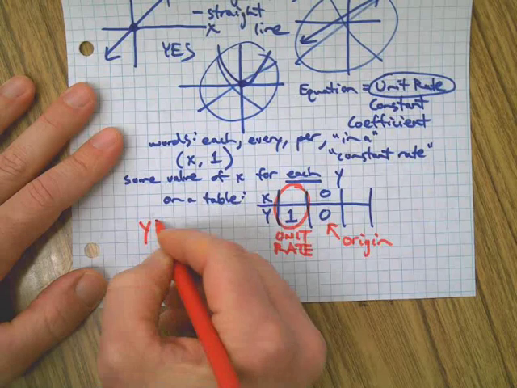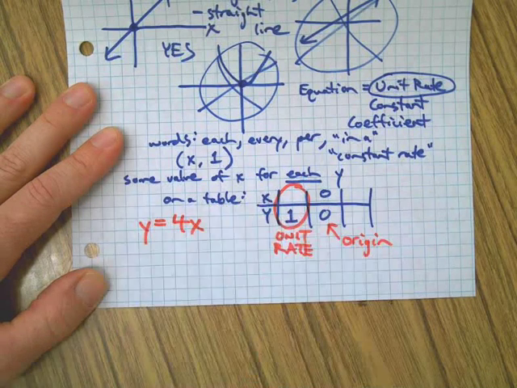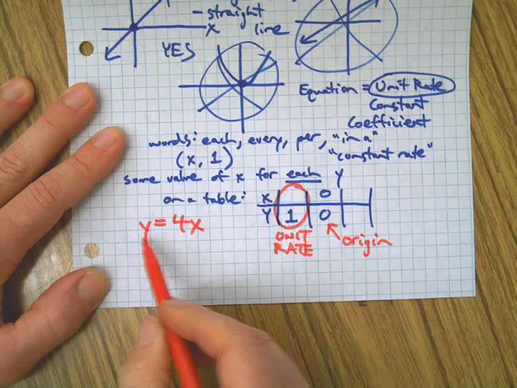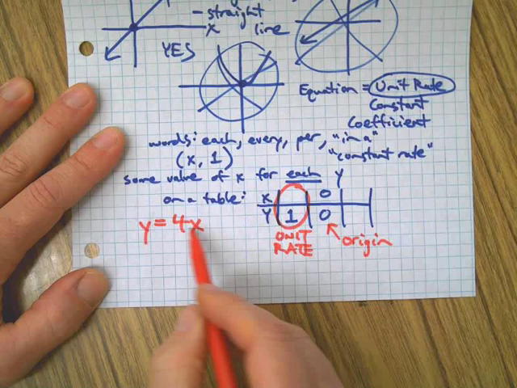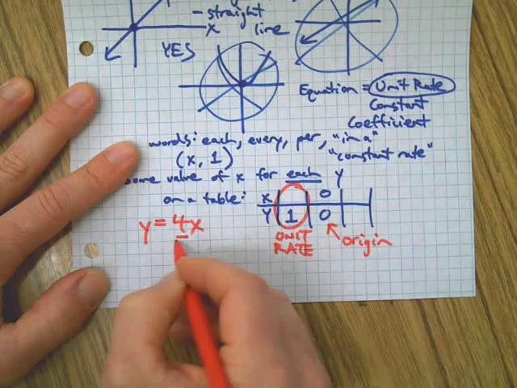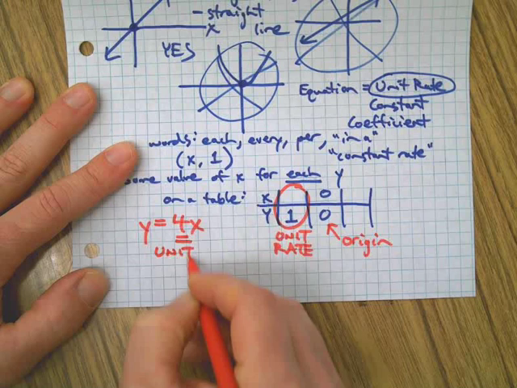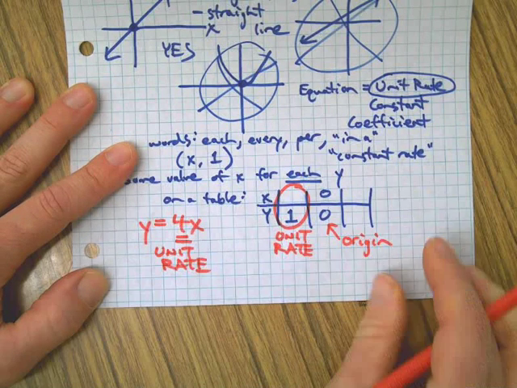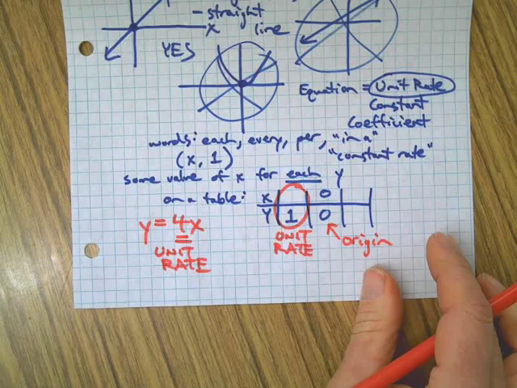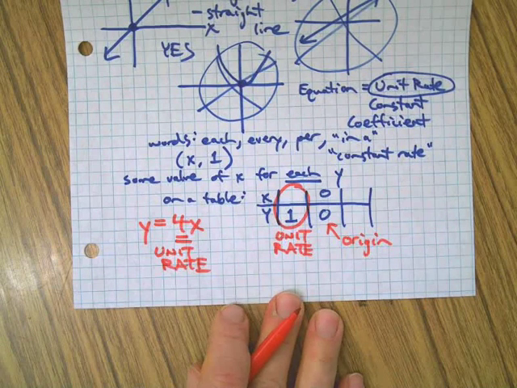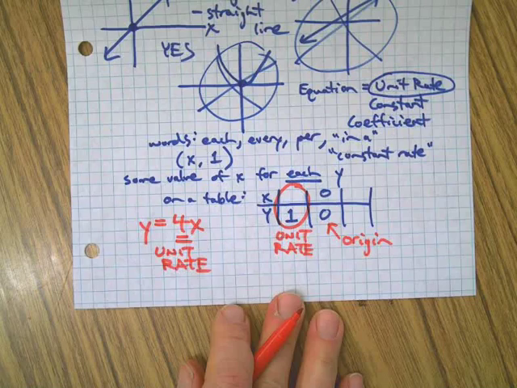Okay, so for example, if you're looking at an equation like this, y equals 4x. That means there's one y, there's 4 for each x. Okay, so there is the unit rate. There we go. So that's where you find unit rate in an equation.